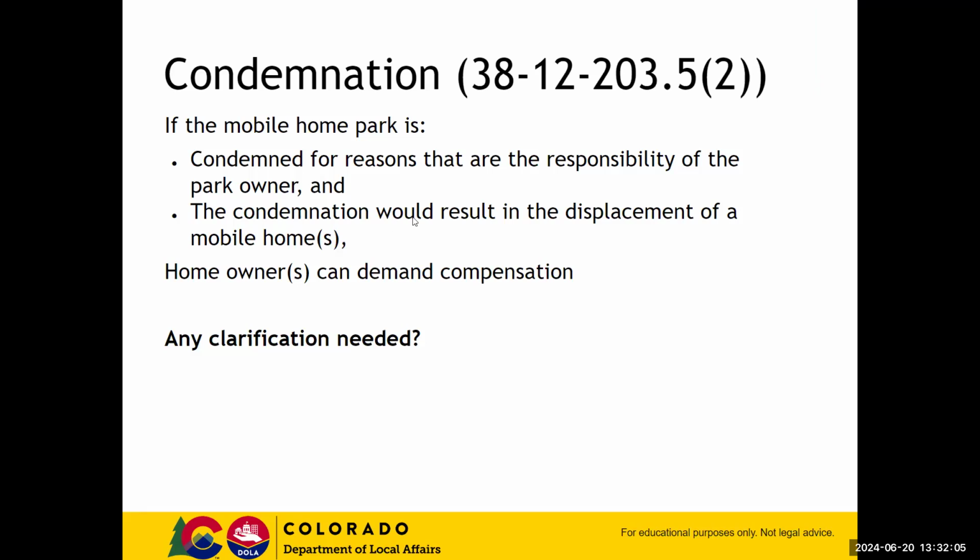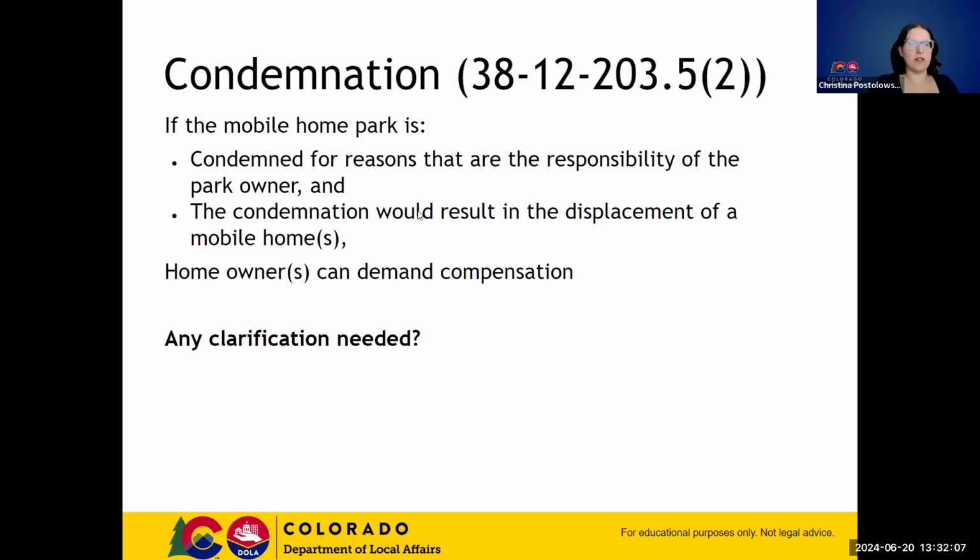We've got a couple questions as well in the chat related to this condemnation provision. So I'll read them off for the interpretation and also for folks on the phone. Got a question about whether this right for homeowners to demand compensation only applies if the park is condemned due to park owner neglect.